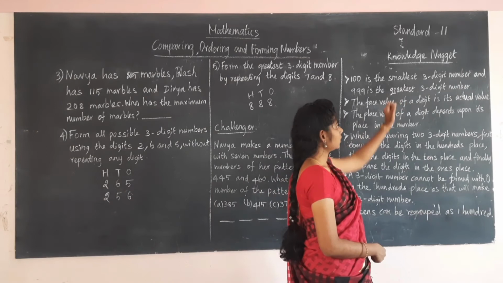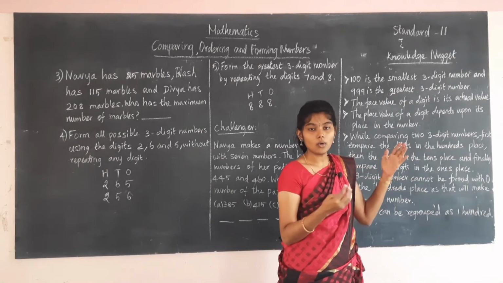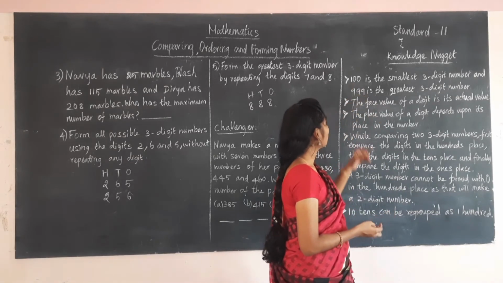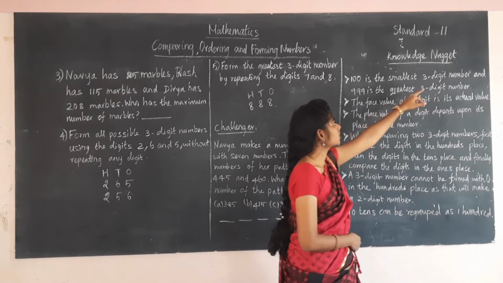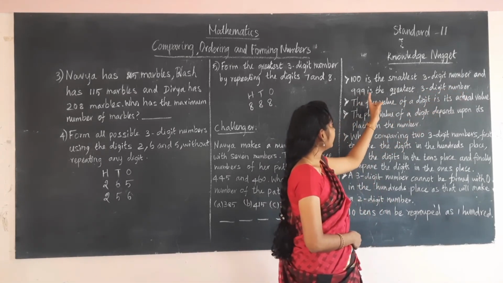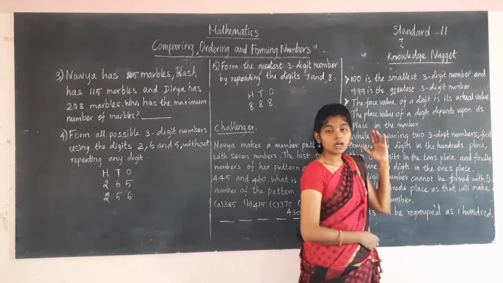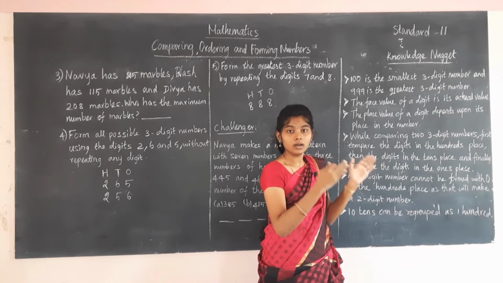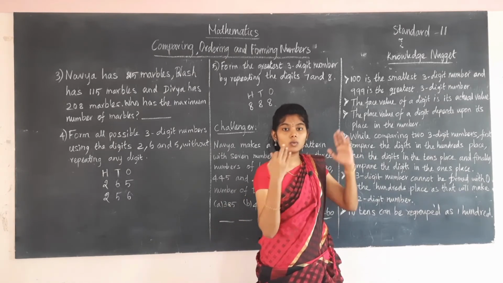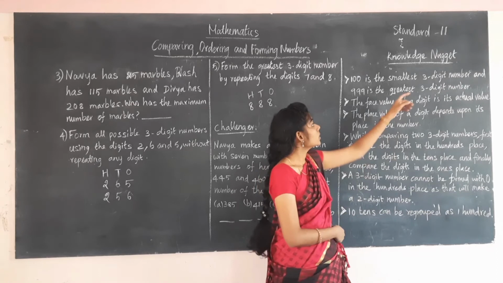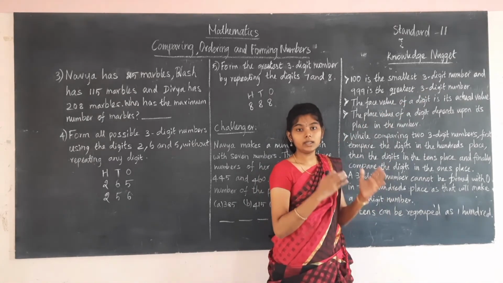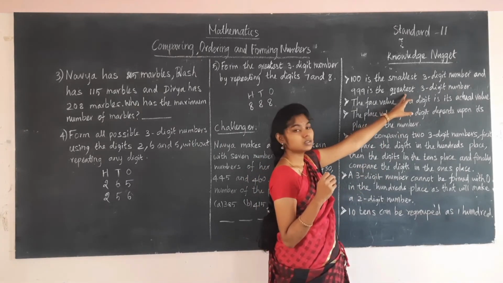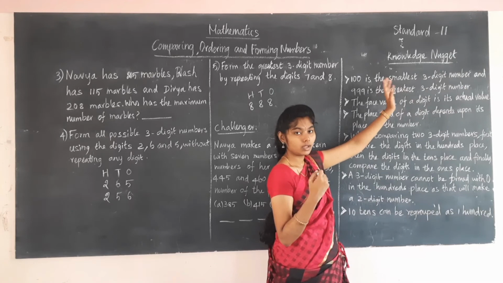And the next one is the knowledge nugget, where we are going to recall what we have seen in this chapter. The first one: 100 is the smallest 3-digit number and 999 is the greatest 3-digit number. We started the chapter with learning 3-digit numbers, how to write from 100 to 999. This we already know, we have learnt it in this chapter right from the start.